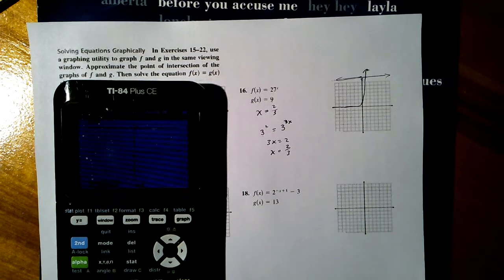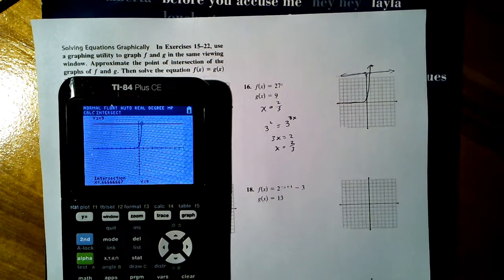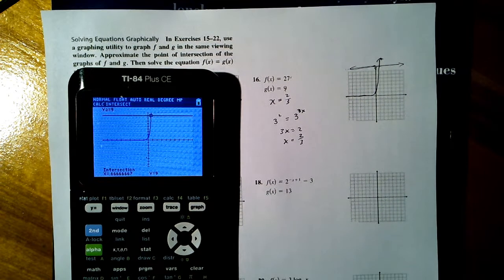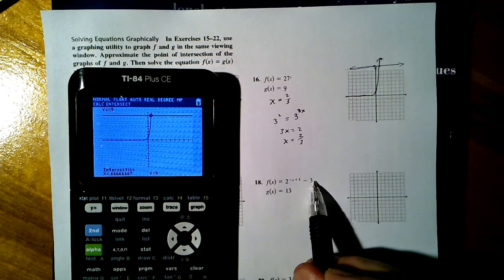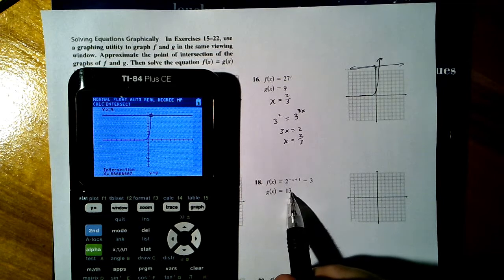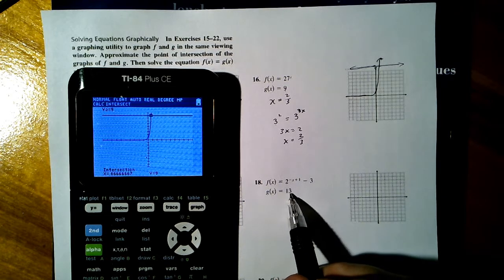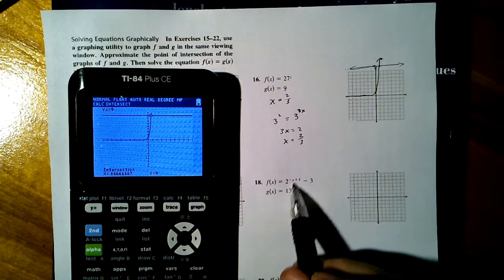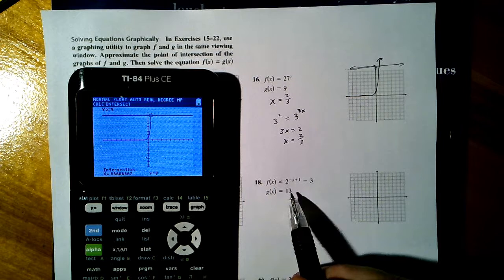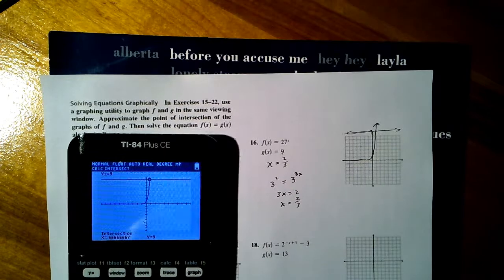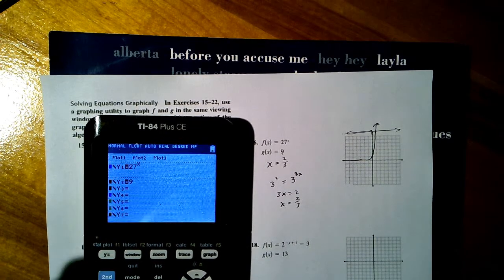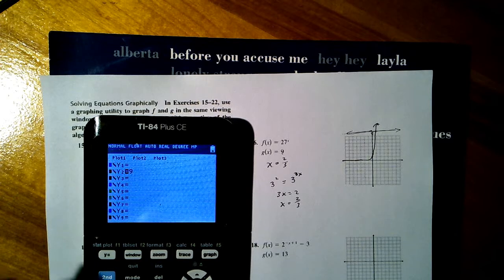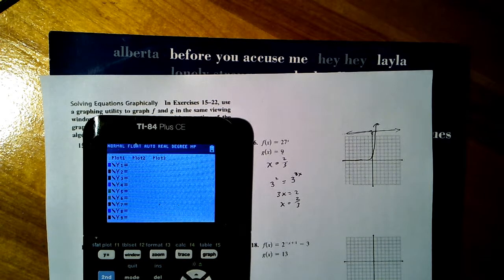Okay, now for this problem, I could graph this, graph 13, and then go ahead and try to zoom and find the graph. I know it's going to be up at 13 where these intersect. Alternatively, watch this on 16. Had I done this instead, this is my favorite way to solve equations with the graphing calculator.